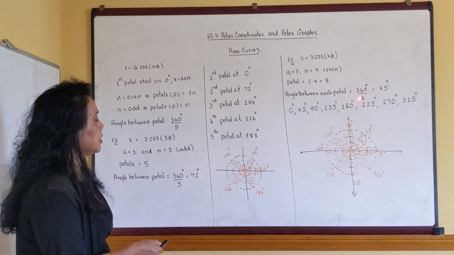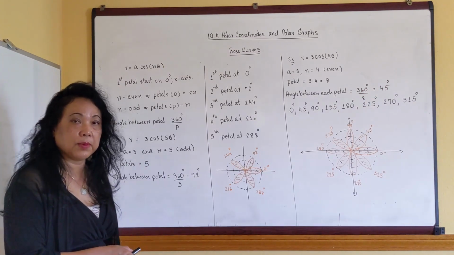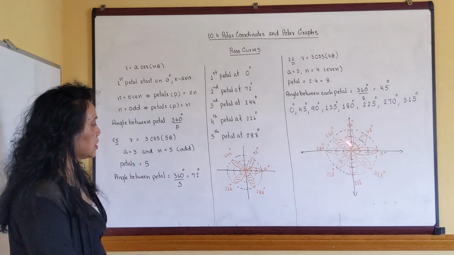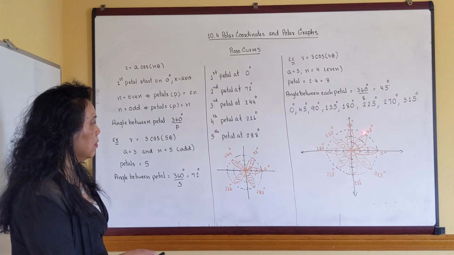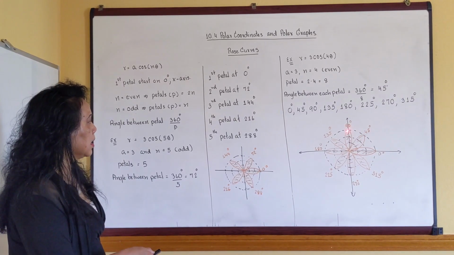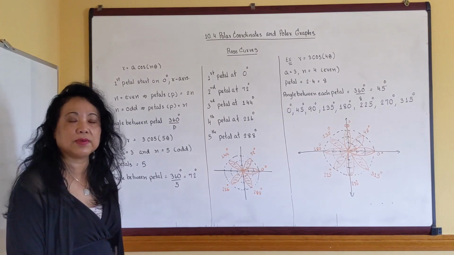Now I divide 8 into 360, so they are going to be 45 degrees from each other. Again, for cosine, it's always start from 0 degrees. So you're going to have 0, 45, 90, 135, 180, 225, 270, and 315.